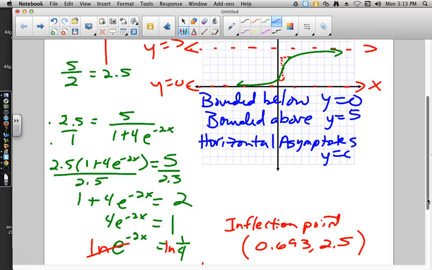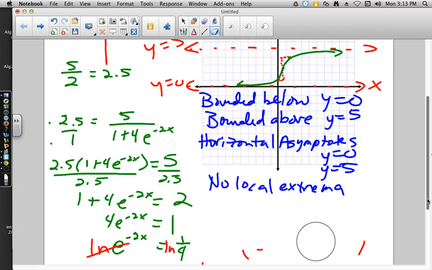And those are at y equals 0 and y equals 5. We do not have any extrema here, so no local or relative extrema. And we have the end behavior to talk about. So let me erase this little piece down here so that I have some room to do end behavior with you here.